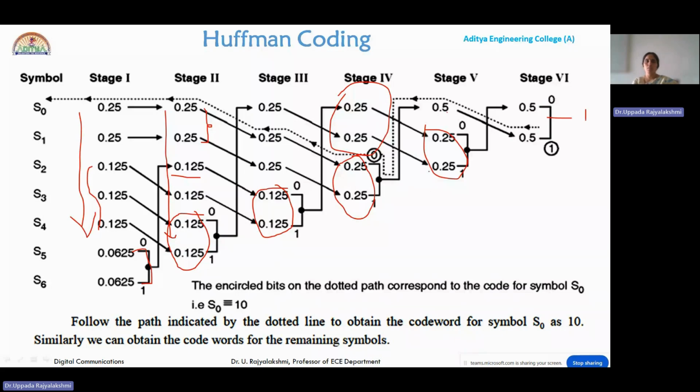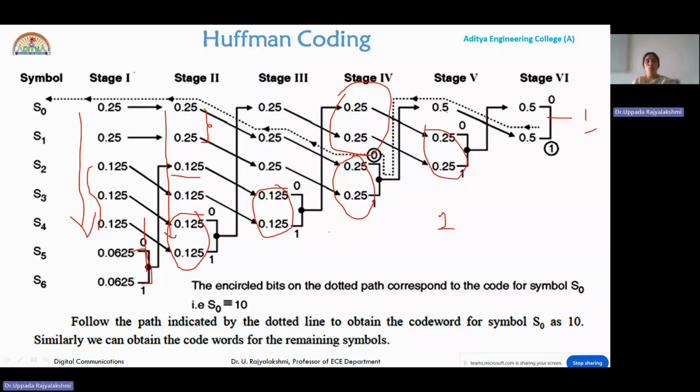So up to this, we have to merge the last 2 probabilities because M is given as 2 here. If M is given as 3, you have to merge the last 3 probabilities, and you have to assign 0, 1 and 2. So like that, the process of merging and assigning 0 to the last but 1 probability and 1 to the last probability will continue till the merged value is equal to 1.